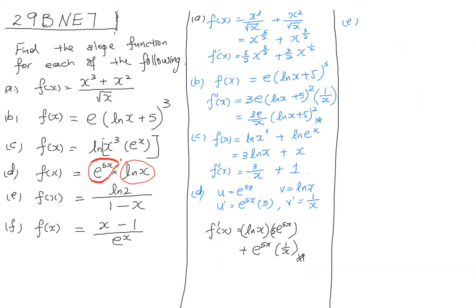How about part E? Serafina? I bring up the 1 over 1 minus x, so ln 2 bracket 1 minus x to the power of -1. Okay, correct. Why did you choose to bring it up? Because up there is a number, correct?